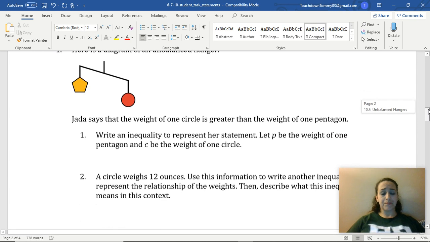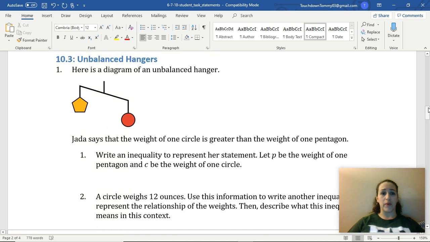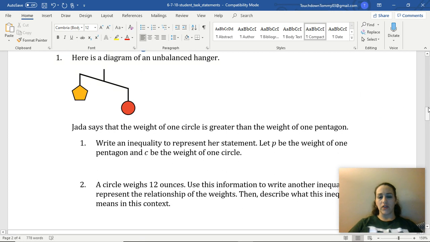Please, please, please. The final thing I'm going to go over with you is these balanced, or unbalanced, diagram hangers. Hanger diagrams? It's late, I'm talking backward. We see a diagram. Jada says that the weight of one circle is greater than the weight of one pentagon. Write an inequality to represent her statement. Let P be the weight for a pentagon and C be the weight of the circle.